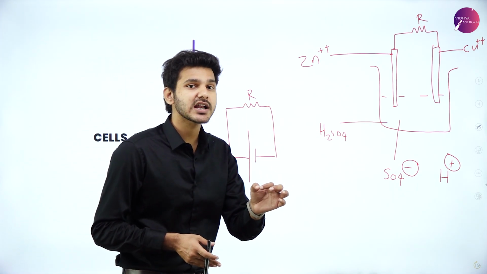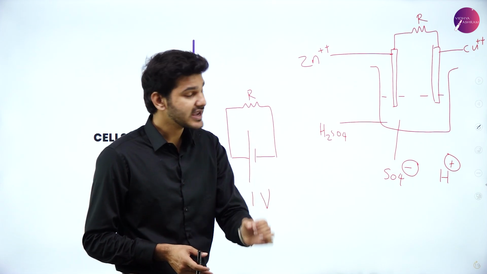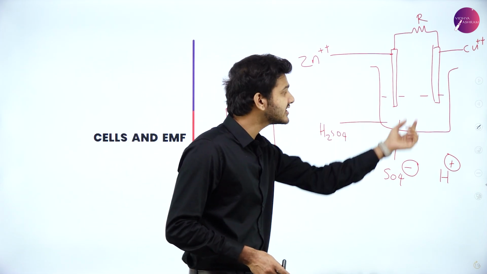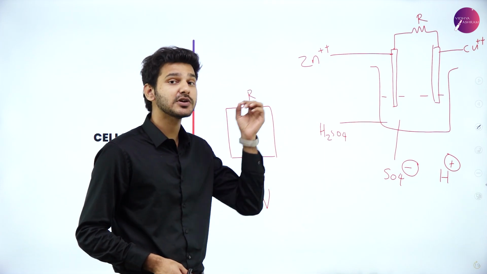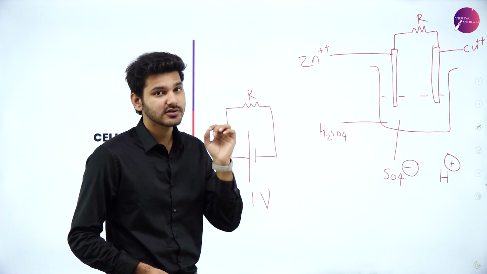That is, when current is flowing through the circuit and when the current is not flowing through the circuit, is there any difference to this particular battery arrangement, or is this particular cell affected by the current flow? We are going to inspect that right now.